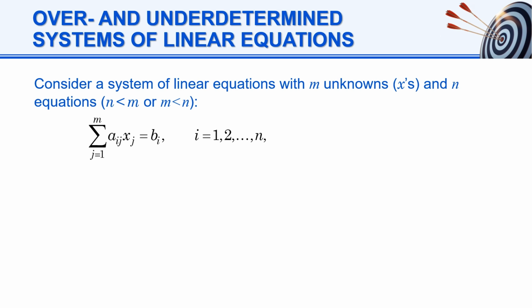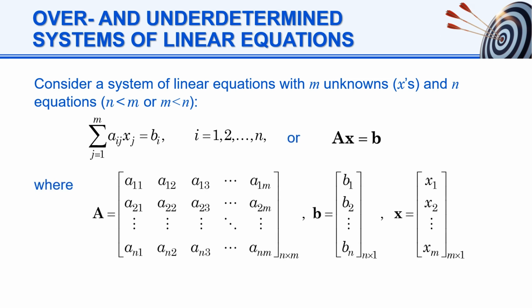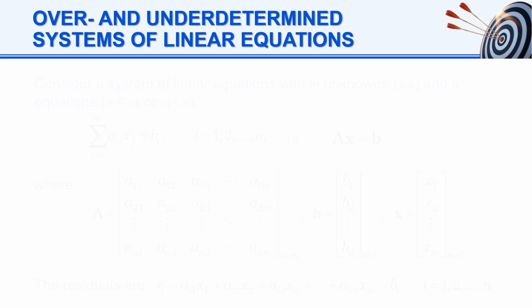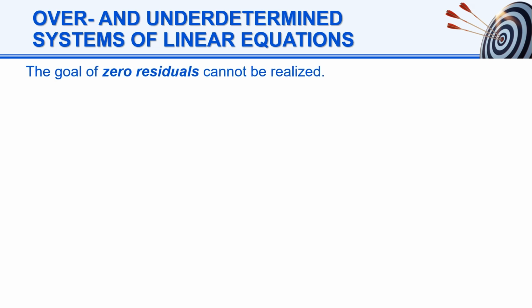Consider a system of linear equations with m unknowns, x's, and n equations. In such cases, n could be less than or greater than m. Or we may write the system in matrix form, where A is an n by m rectangular matrix and B and x are vectors of length n and m, respectively. The residuals are written as follows. The goal of zero residuals cannot be realized.